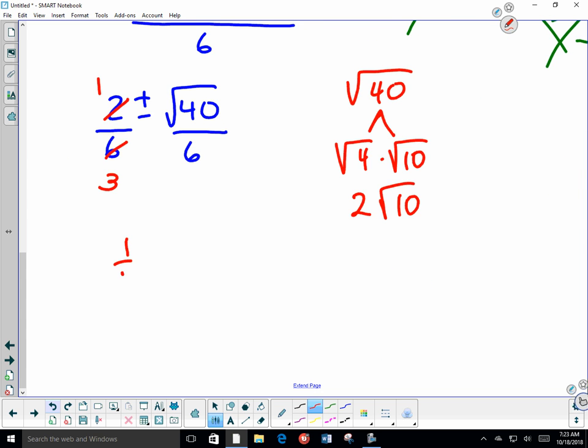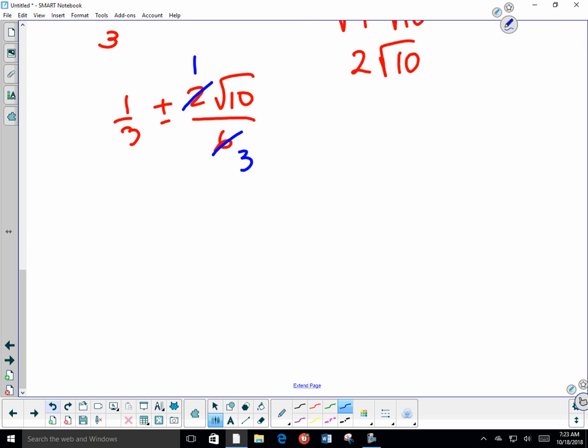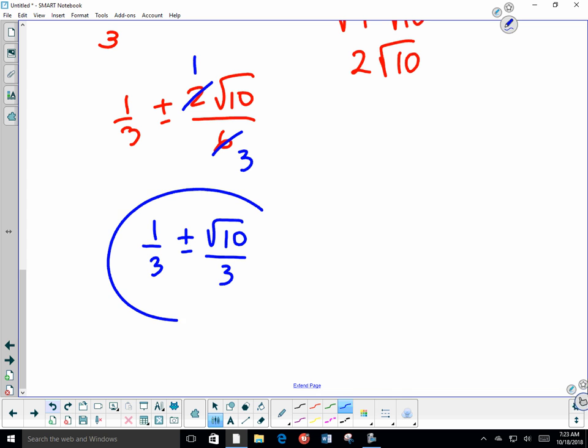So now I'm going to have 1/3 plus or minus 2 square root of 10 over 6. And if I divide the 2 into the 6 now, both of those are outside the radical. They're both factors, not terms. I get my final answer of 1/3 plus or minus square root of 10 over 3. So these are your two solutions for number 4.